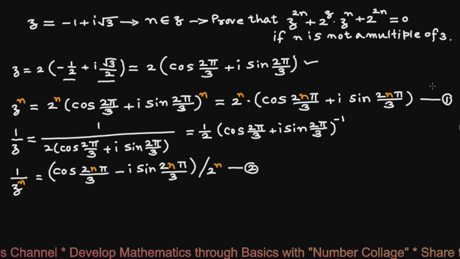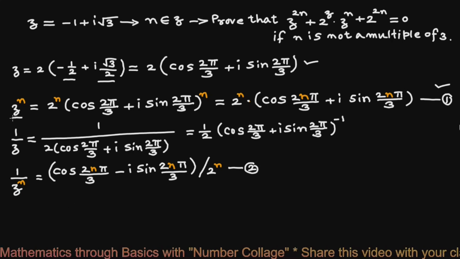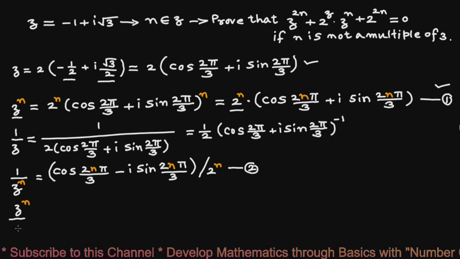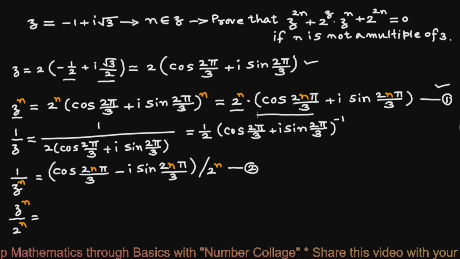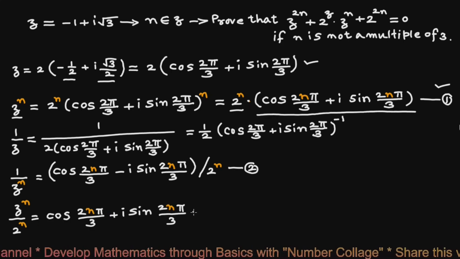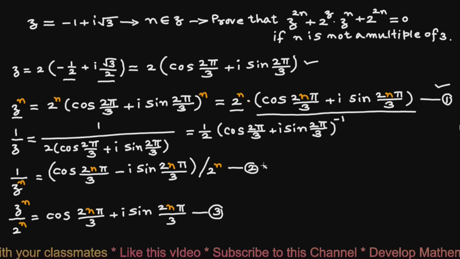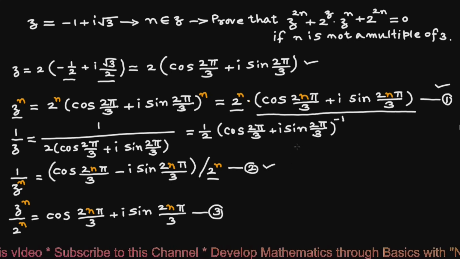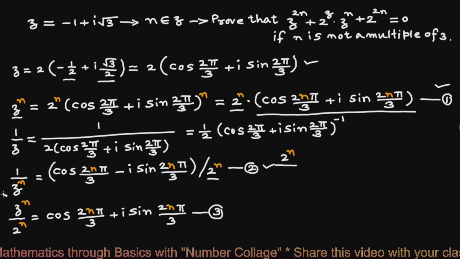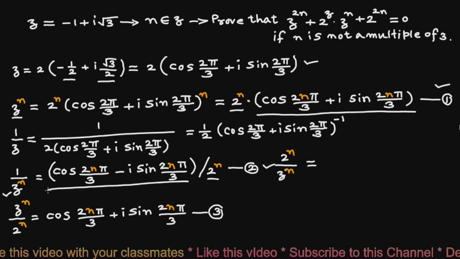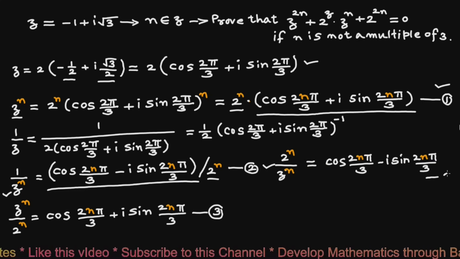Now from this expression 1, we get this z raised to n upon 2 raised to n, which will be this whole bracket. We name this expression 3. From expression 2, we get 2 raised to n upon z raised to n equals this whole bracket. We name this expression 4.